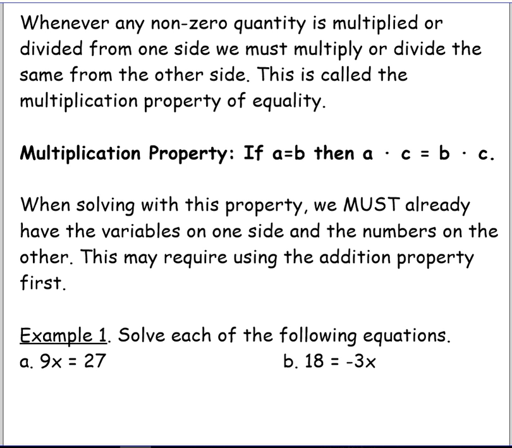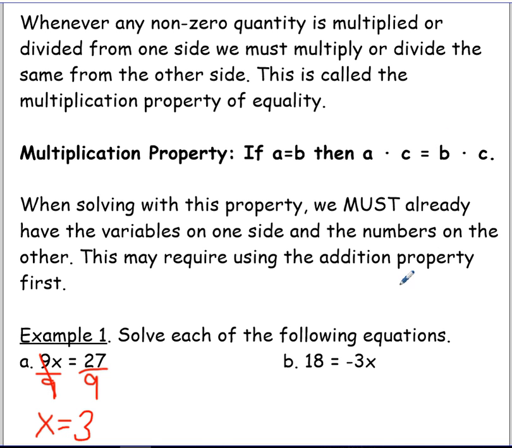For example 1, 9x equals 27. So 9 times x equals 27. The 9 is being multiplied to x, so the opposite of multiplying is dividing. Let's show our division by writing it as a fraction. So again, since I divided by 9 on the left-hand side to get a 1x, which is just x, I have to divide the 27 by 9, so we get 3. And that one's fairly easy to see that 9 times 3 is 27.